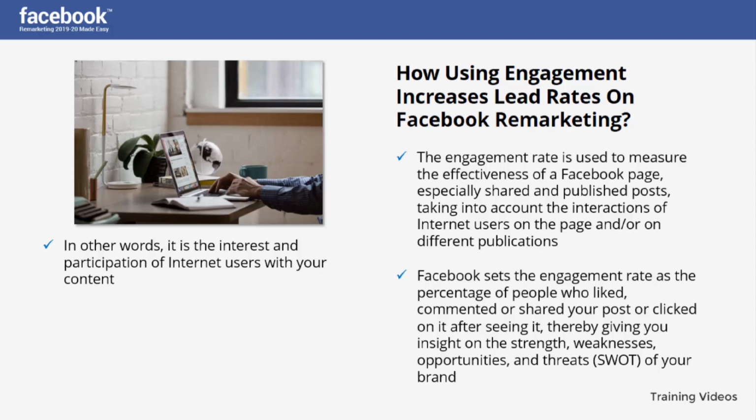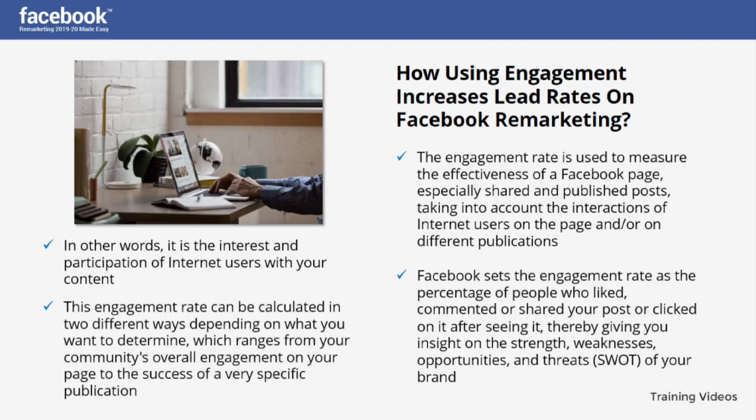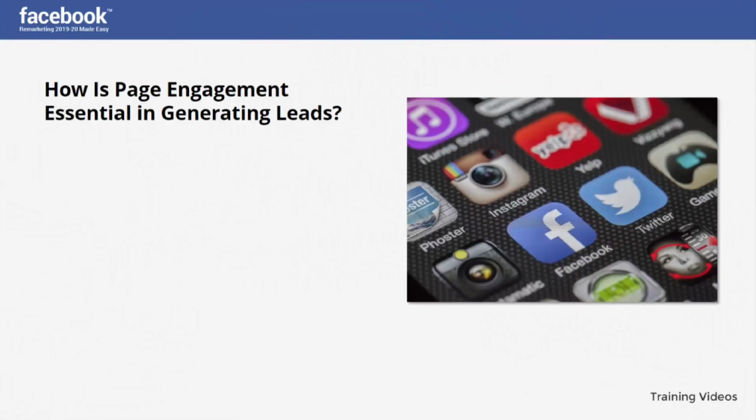A good engagement rate is synonymous with an active community, driven by a real desire to interact with your brand or your company. This engagement rate can be calculated in two different ways, depending on what you want to determine, which ranges from your community's overall engagement on your page to the success of a very specific publication. So, you can find the numbers by using the tool made available by Facebook itself or calculate it yourself. How is page engagement essential in generating leads?